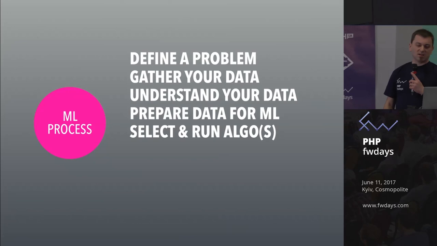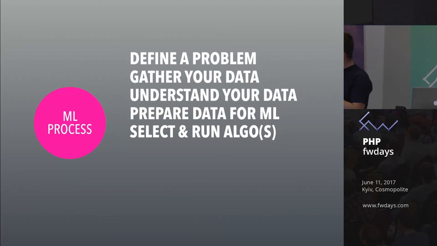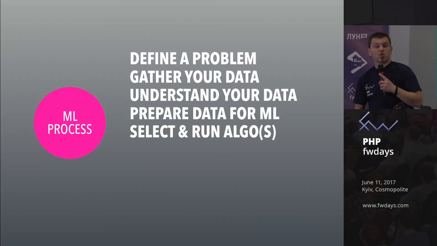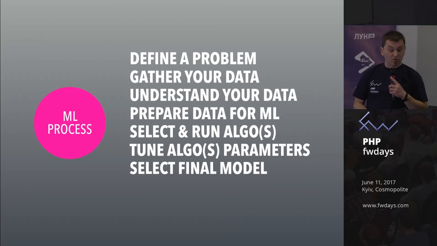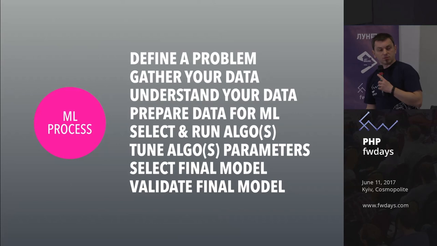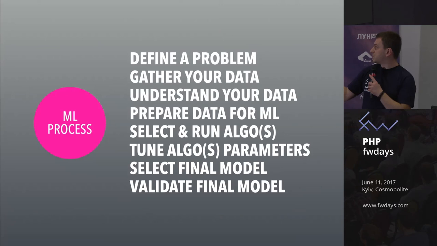has always some context. If you've got some prepared data sets, then you can prepare, select, and run your algorithms, tune them. If you've got different models tuned and different models selected, you should choose your final model, and then you should validate and prepare this model for production. What do you think? Which step is probably the most important?